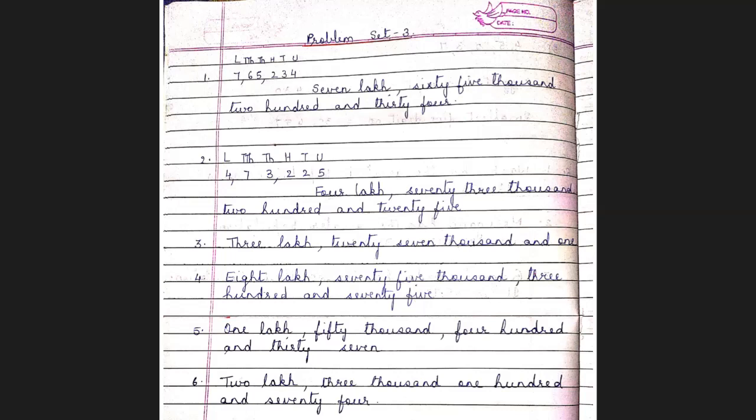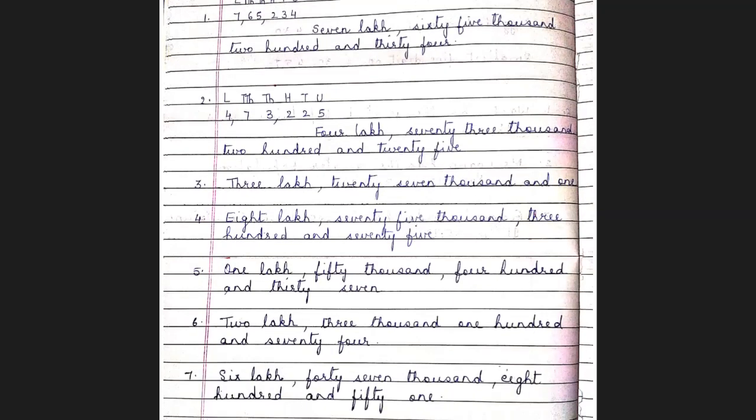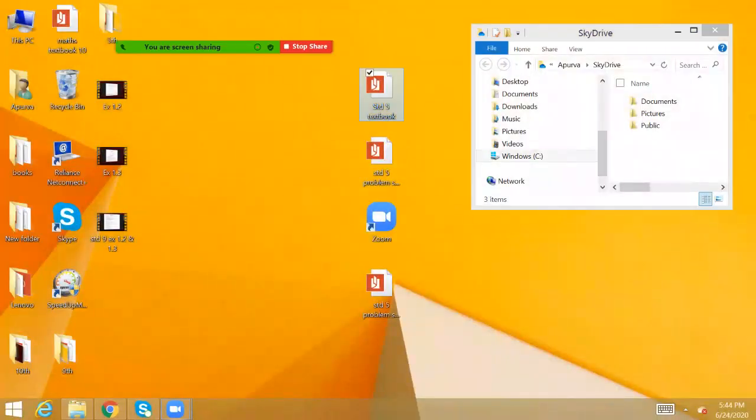Okay, go to the second question. I have arranged them. So what you need to do is, for every number that you have, you're going to arrange them in this form: unit, 10, 100, 1000, 10,000 and lakh. And then starting from the first number, you're going to read it with the place value. So that's 4,73,225. Okay. The third number is 3,27,001, because I'll show you why it is 27,001.